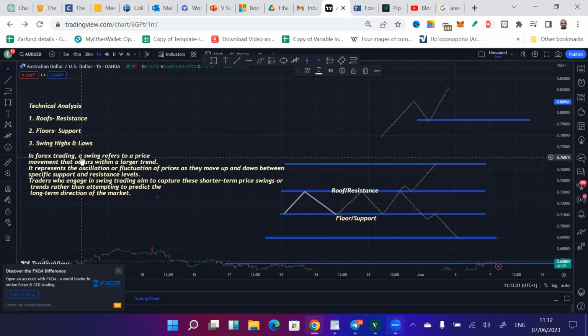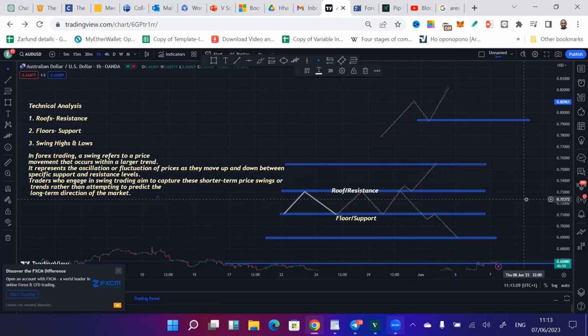So as price moves up and down, just like this, you see this movement going up, down, that is what you call a swing. This upward movement, up, down, here is what you call a swing. That's what this is explaining to us now. So traders who engage in swing trading are able to capture this price movement on a shorter time frame, right? So this is what a swing is. Anywhere you see price moving up, down, all of that is what you call swings.